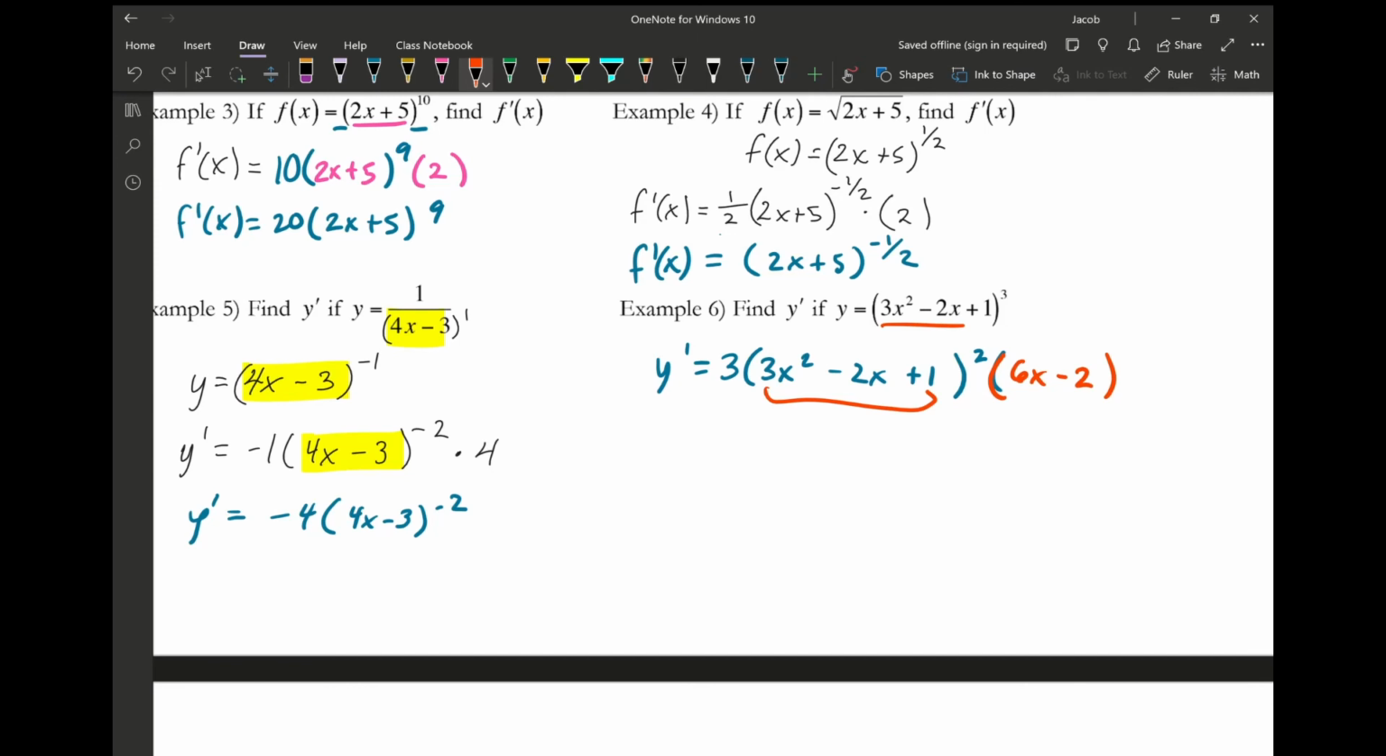So that's the derivative of that, and if you want to simplify it just a little bit, I think this is the best option to take. So it would be 18x minus 6 times 3x squared minus 2x plus 1 squared. So yes, this can be multiplied out a lot more, but for the sake of multiple choices and having to type everything out, we're not going to do all that multiplying.